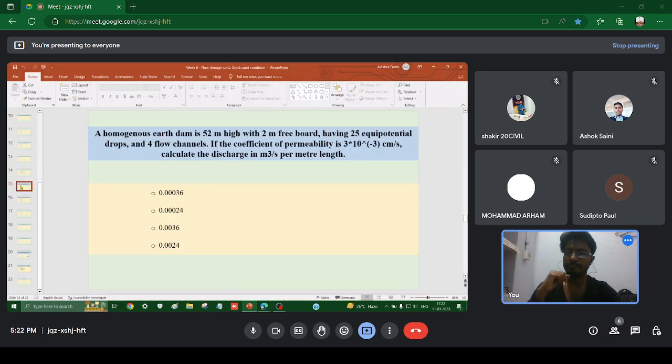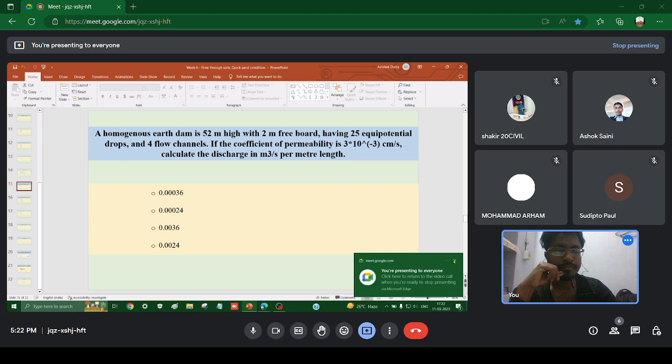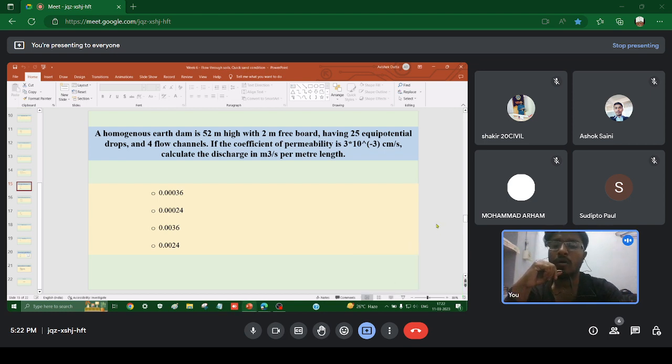Next question. A homogeneous earth dam is 52 meter high with 2 meter freeboard having 25 equipotential drops and 4 flow channels. If the coefficient of permeability is 3 × 10⁻³ centimeter per second, calculate the discharge in meter cube per second per meter length.